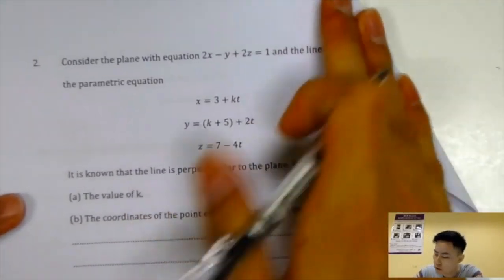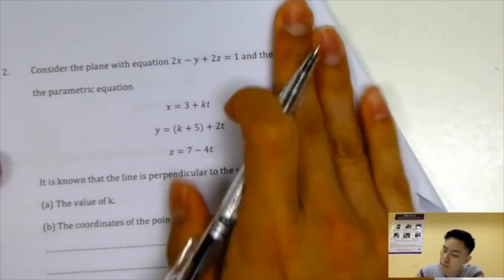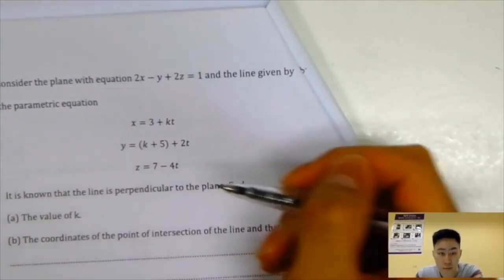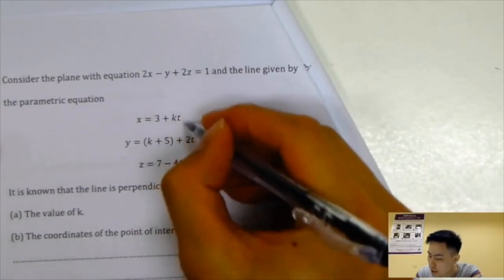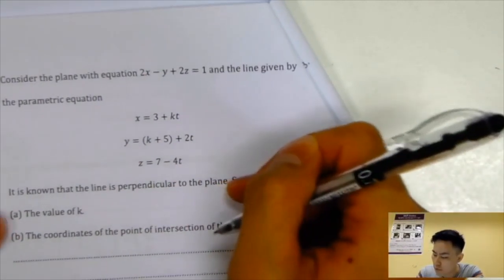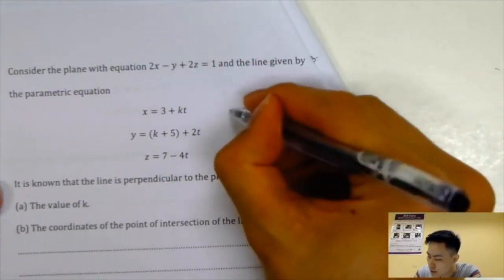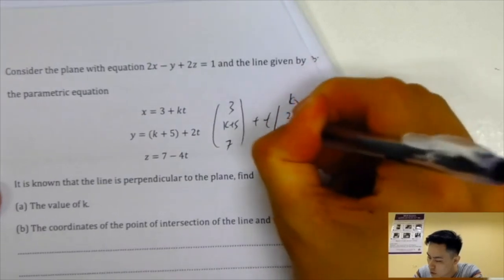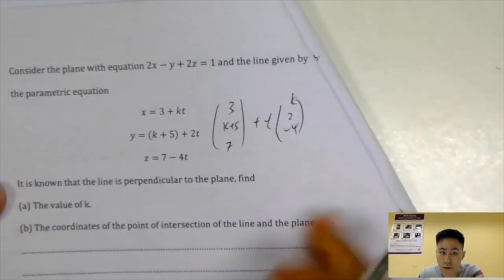So next page, question 2. Consider the plane with the equation 2x minus y plus 2z equals 1. And the line given by the parametric equation, x equals 3 plus kt, y equals k plus 5 plus 2t, and z is equal to 7 minus 4t. So basically, I'll just say this is (3, k plus 5, 7) plus t (k, 2, -4). So that's the direction vector, yeah?